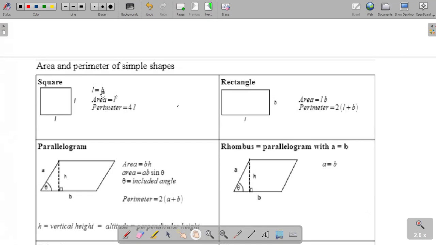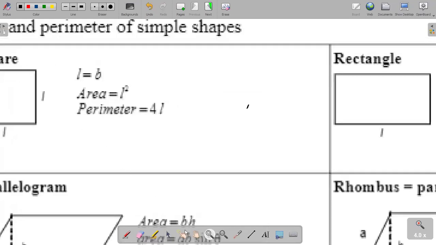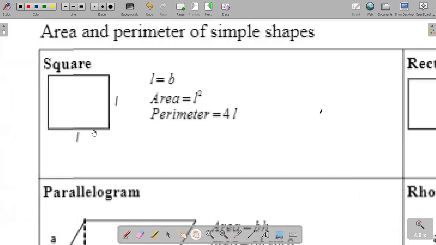Length is equal to base. You see some people just use base and not width. That's fine. What is most important here? The area of a square is always going to be a square number. So if this is 5, that is 5. The area is going to be 25 because 5 times 5 is 25. So that is why they have L squared. The perimeter is 4 times L. Why? All of the sides of a square are equal. Another property of a square that you should know is that all of the angles in a square are also 90 degrees. So all of the angles are 90, all of the sides are equal.